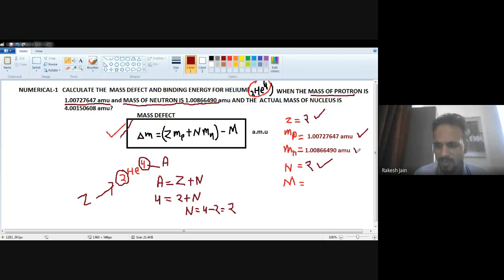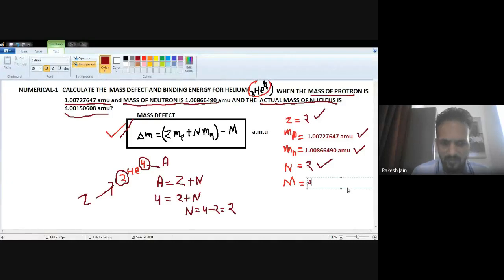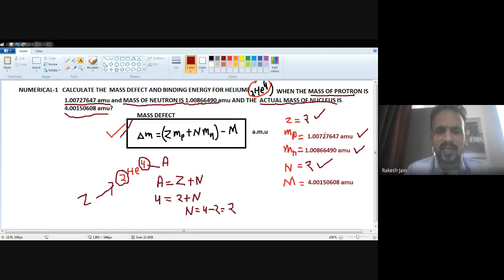What is capital N? Capital N is termed as the actual mass of nucleus, and it is clearly given that the actual mass of nucleus is this one, 4.00150608. So we write down here, capital N is given as 4.00150608. See this numerical very broadly, then from the next numerical we will do it fast, so our time will be the same.